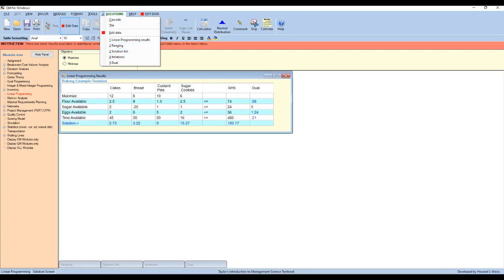And we see that we're preparing not 4, but 3 products. Custard pies aren't worth preparing. We're going to make 2.73 cakes, 3.22 bread, 15.27 sugar cookies, and that will generate for us a profit of $150.17. That is this problem solved in its entirety.